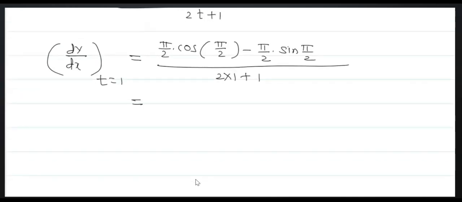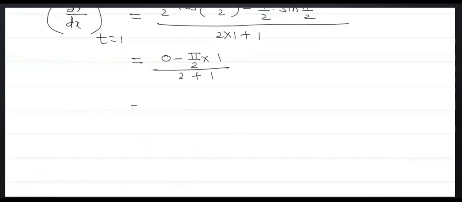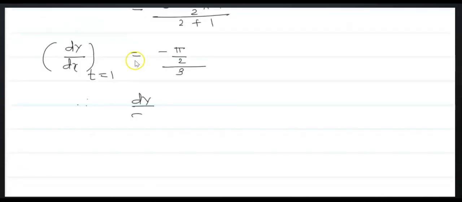Now what is cos 90? It is 0, so the pi by 2 into that term will become 0. And here is pi by 2 into sine of pi by 2, that is 1, which gives minus pi by 2 upon 2 plus 1, which is 3, that is minus pi by 2 upon 3, multiplied reciprocally, to become minus pi by 6. Sorry, minus pi by 4, pi by 2 into 1 upon 2, that is 1 plus 2. 1 plus 2 is 3, that is minus pi by 6.